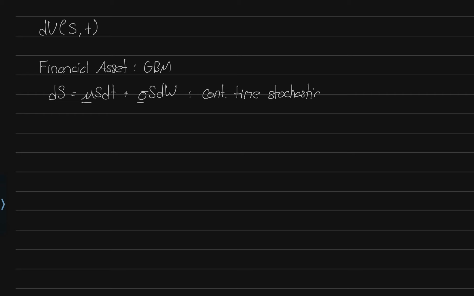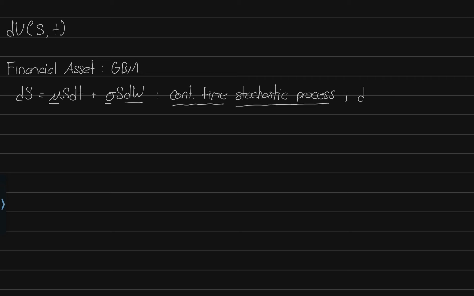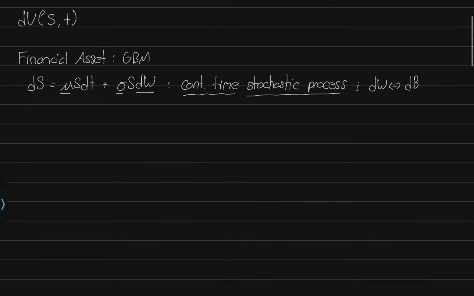stochastic process. And the reason we know it's a stochastic process in continuous time is because it's in differential form. But it's a stochastic process because we have this dW term, right? And just to make it clear, dW can be thought of as an infinitesimally small increment of the Wiener process or an infinitesimally small increment of Brownian motion. So those two are the same thing.